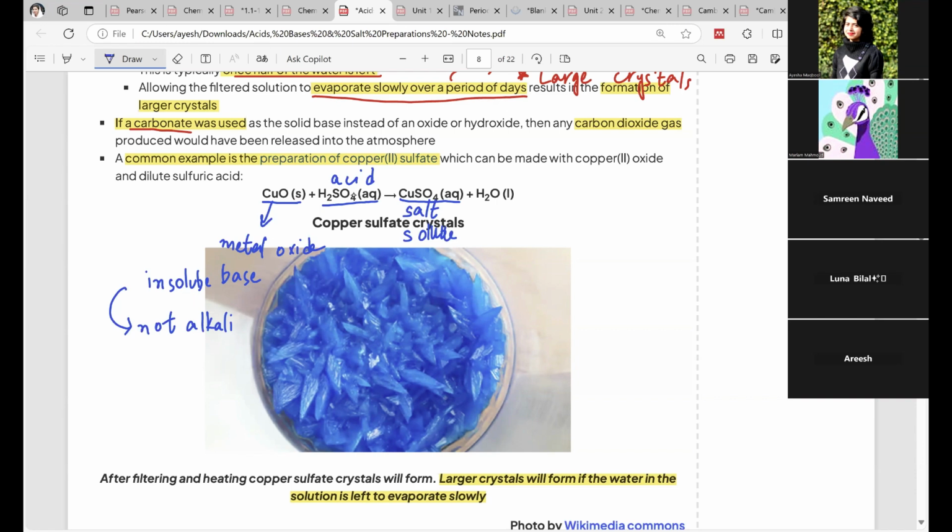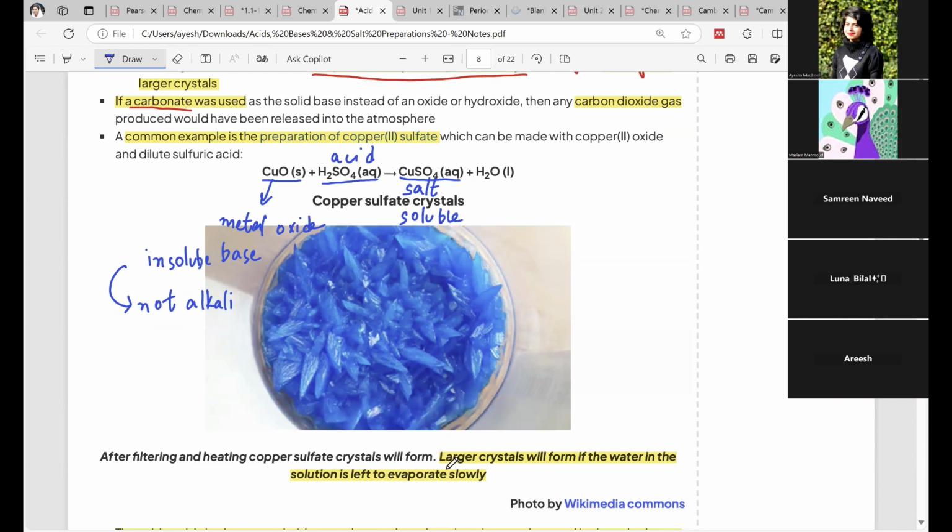So let's say they are not telling you about this method, they're just giving you this equation and asking you to identify which method it is. You can say, okay, copper oxide is a solid, means it's an insoluble base, reacting with acid, making a salt. Aqueous means it is making a soluble salt with water. You can easily identify it by checking the state symbols. So basically, we will say the method is preparing a soluble salt from an insoluble base and acid.